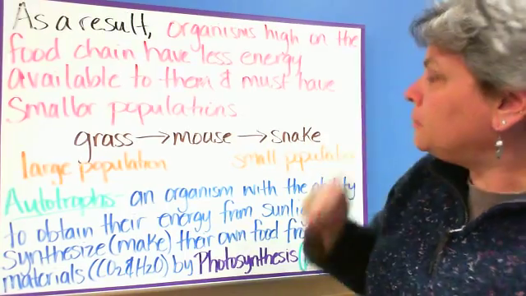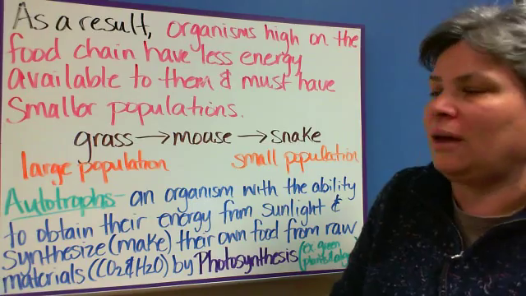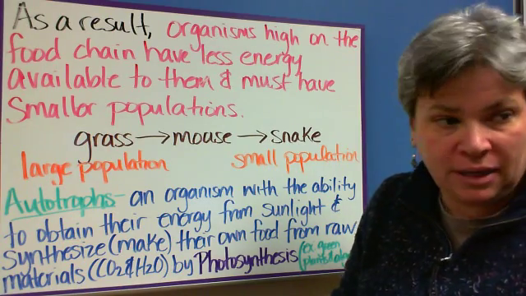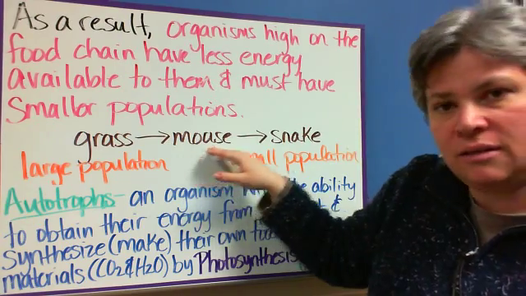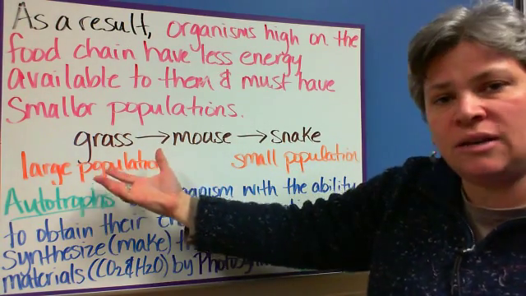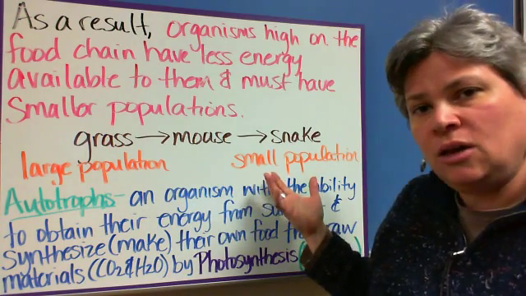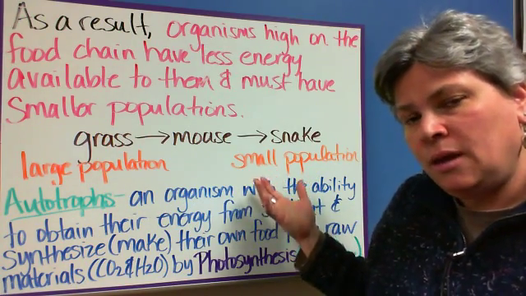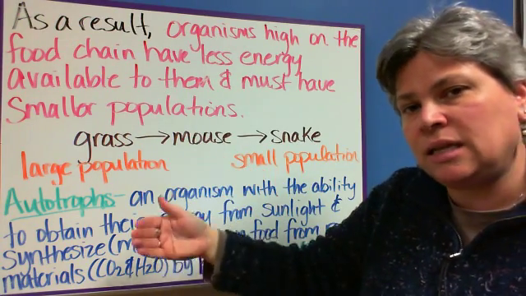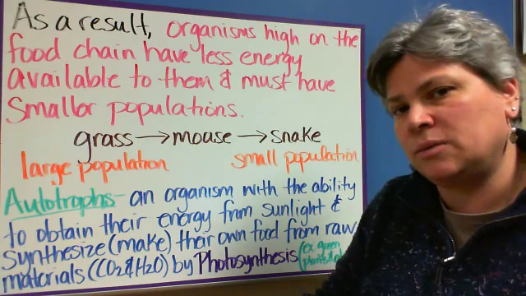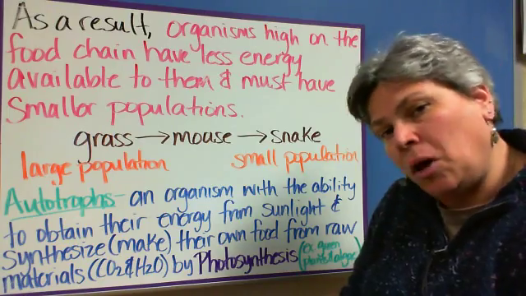As a result, organisms high on the food chain have less energy available to them and must have a smaller population. So if I start out with grass, the mouse eats the grass, the snake eats the mouse. The grass is going to have a relatively large population in comparison to the snake, who's going to have a small population. And part of that is because each time something is eaten, less and less energy is passed on to the next set of organisms. So because there's not as much energy available, your population needs to be smaller.